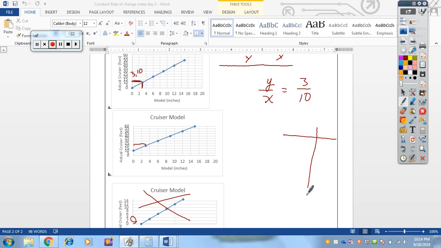So if I've got 3 inches is 10 feet, then 6 inches is 20 feet. Let's see if that works. I think it does. If you're really, really worried, you could say, well, then 12 inches is 40 feet. But I'm thinking we got it figured out.